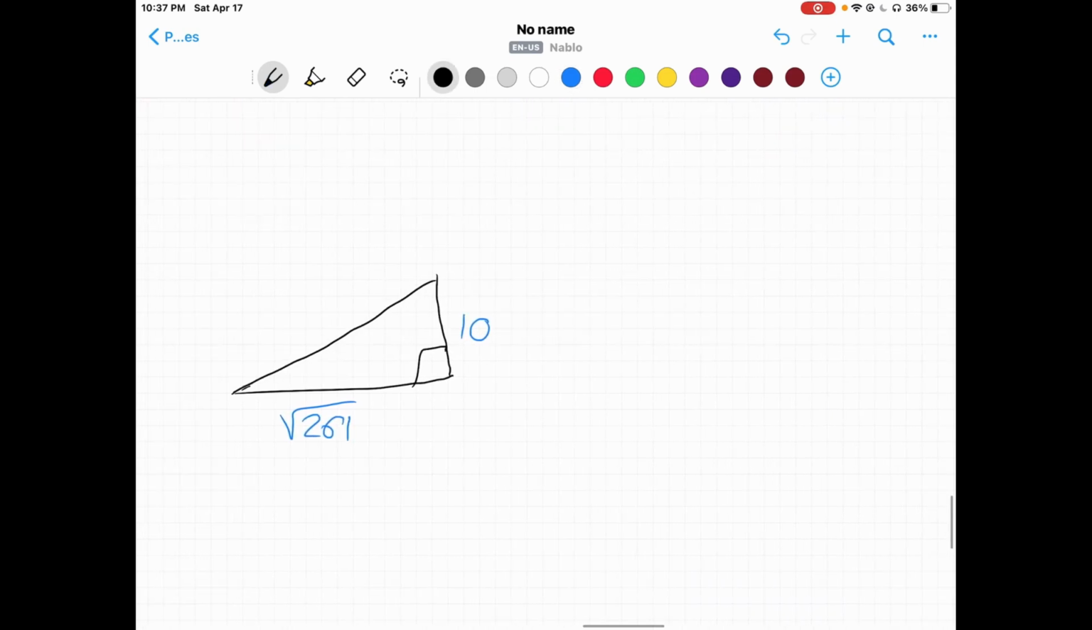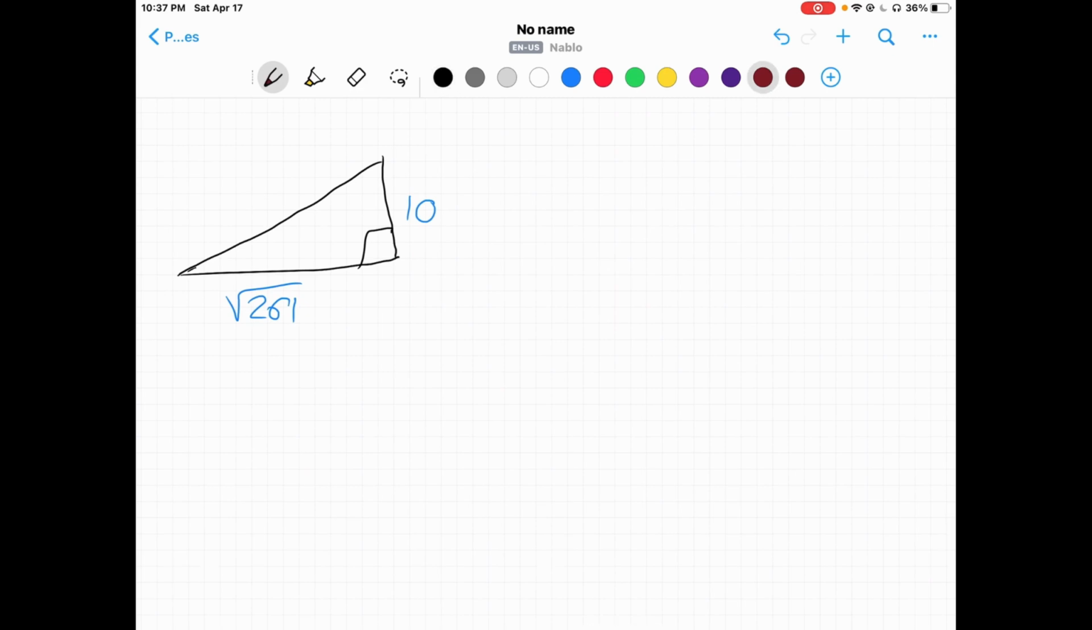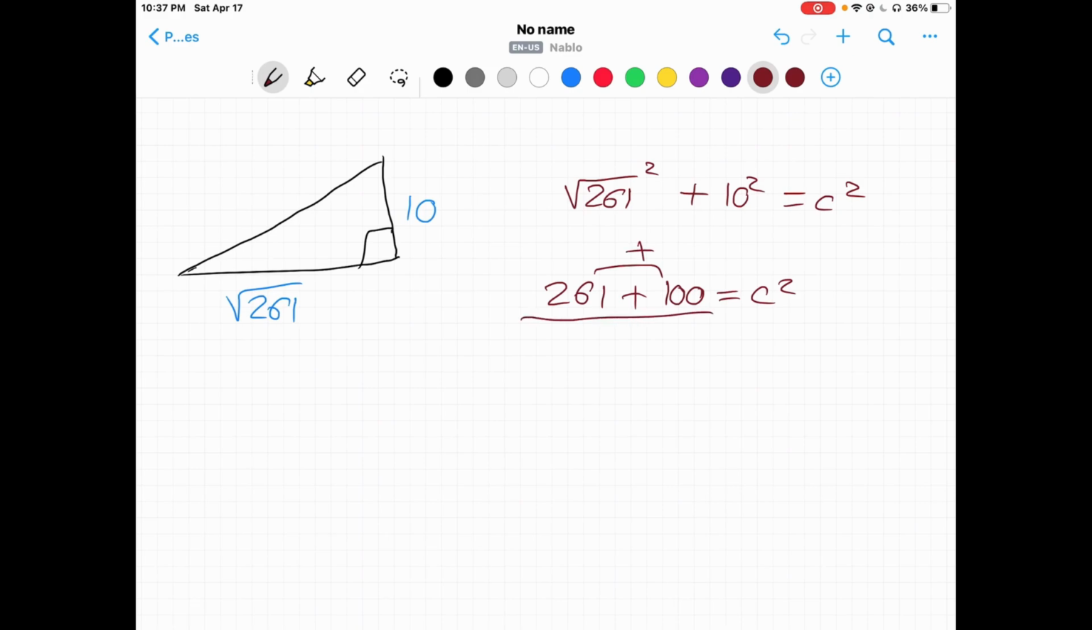Now once again, let's use the Pythagorean theorem over here. So the square root of 261 squared plus 10 squared is equal to C squared. Now let's simplify this, and we will get that 261 plus 10 squared, which is 100, equals C squared. Let's combine like terms, so we would add those two and get that 361 equals C squared. We're going to take the positive root of both sides.